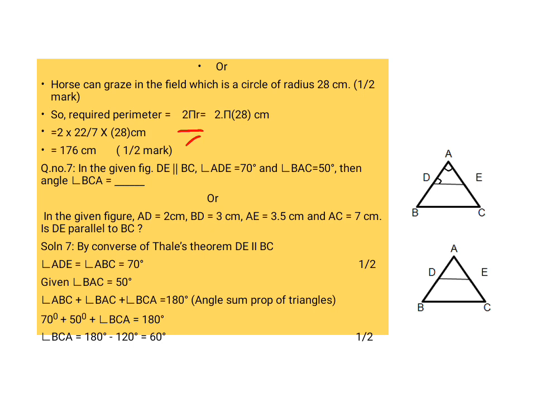Question number 7 is another option question. In the given figure, DE parallel to BC, angle ADE is equal to 70 degree, angle BEC is equal to 50 degree, then angle BCA is to be found out. So here we can use the converse of Thales theorem, and the final result is 60 degree.